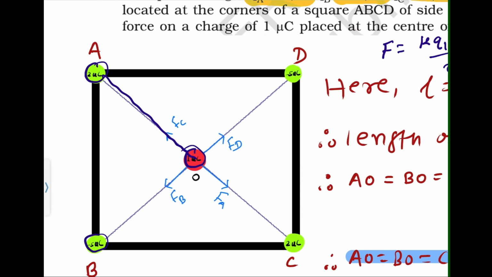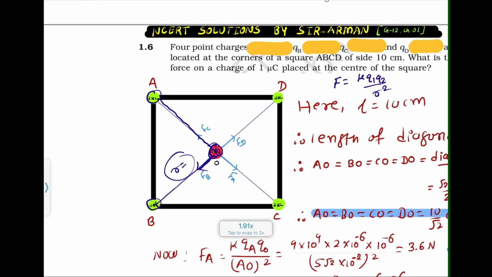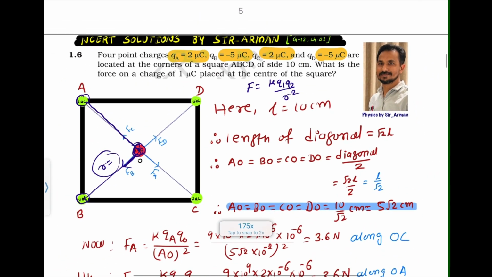Similarly, if we talk about B and O, then the force applied by B on O, that is on 1 microcoulomb, is towards B, and the distance R is also half of this diagonal. So in all these 4 cases, R becomes half of the diagonal. So we have to find the length of the diagonal, then divide by 2. Here we have a square whose side is L. We can use Pythagoras theorem and obtain the hypotenuse.